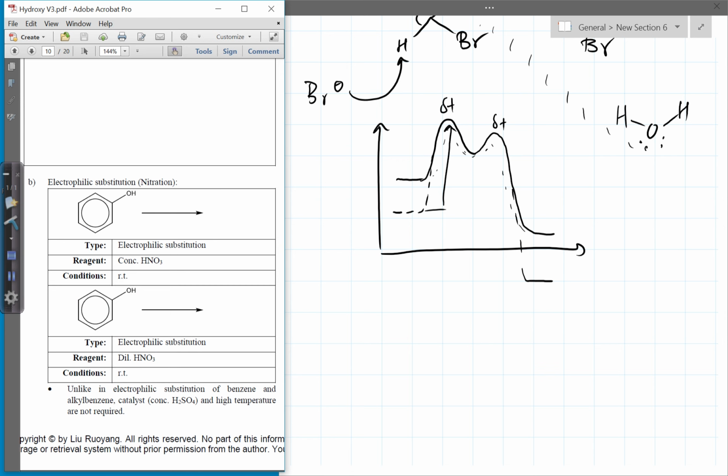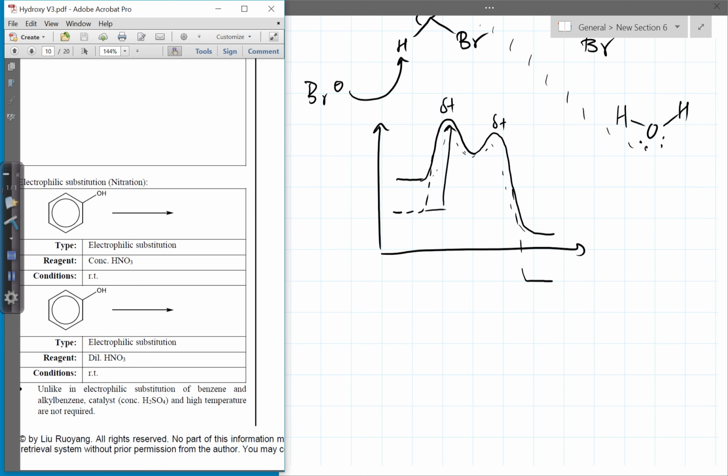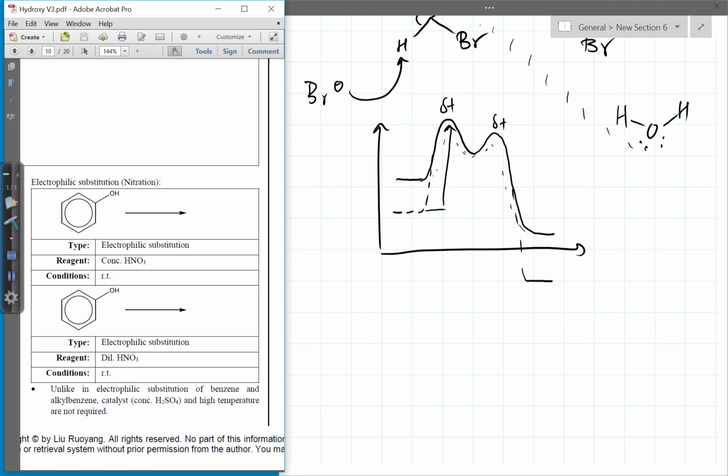Electrophilic substitution, nitration, right? You can perform it with con HNO3 or dilute HNO3. It's pretty obvious which one will give you the trisubstituted product, correct? It will be the con one. For this one, you're using concentration effect to push the reaction, because you know that NO2 is electron withdrawing. So you're actually using con HNO3 to push the reaction. And unlike in electrophilic substitution of benzene and alkyl benzene, your H2SO4 catalyst and high temperature is not required because your ring is activated by your oxygen, right?